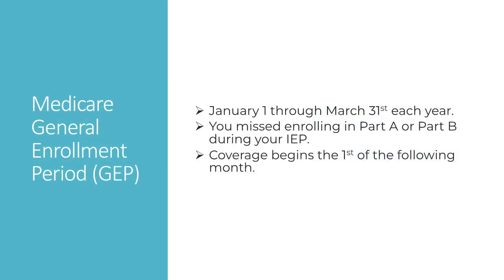Next is the General Enrollment Period, or GEP. It runs from January 1st to March 31st of each year. It's available for those who missed enrolling in Medicare Part A or Part B during their initial enrollment period. Coverage begins the first of the following month.